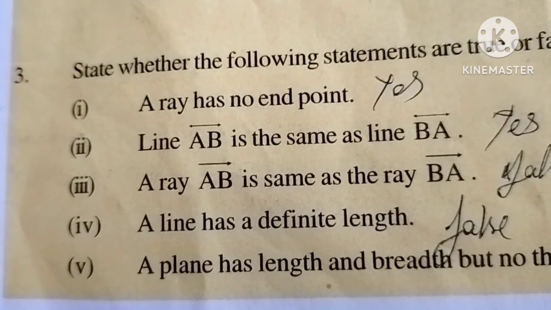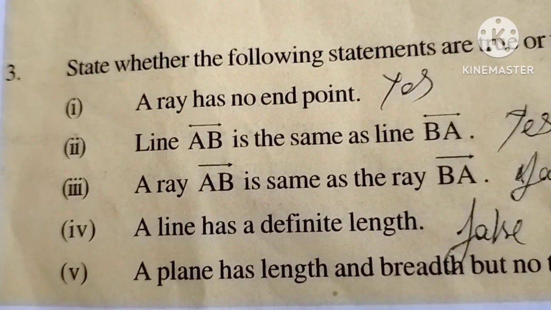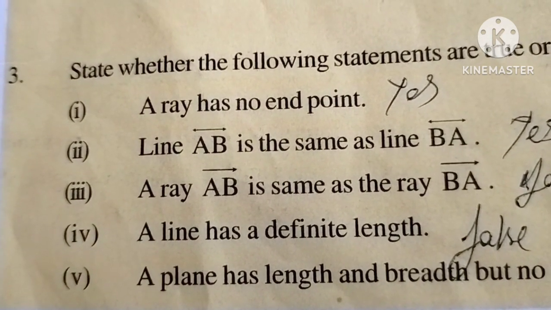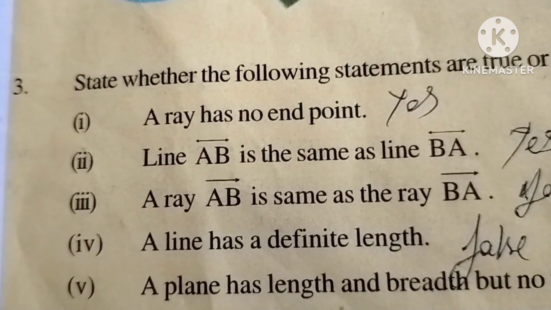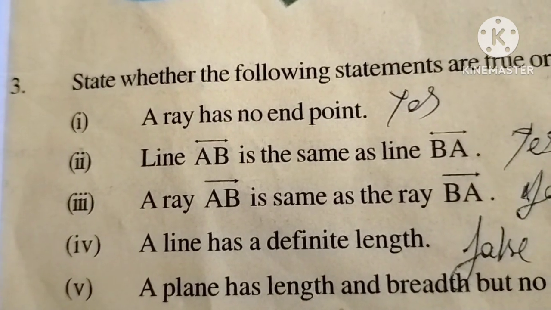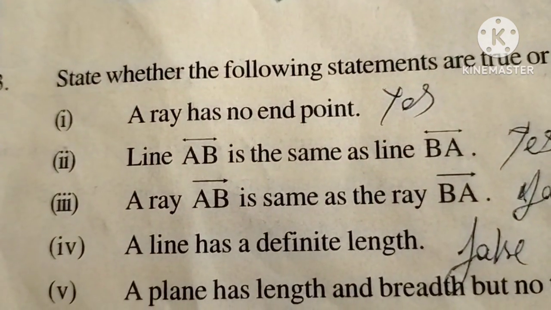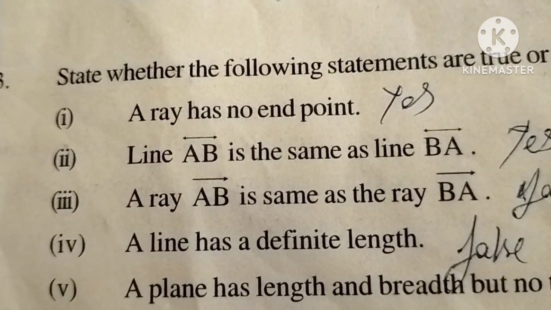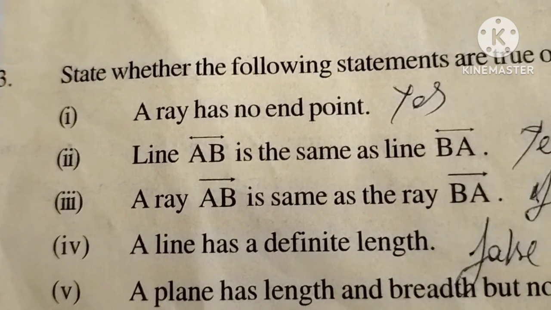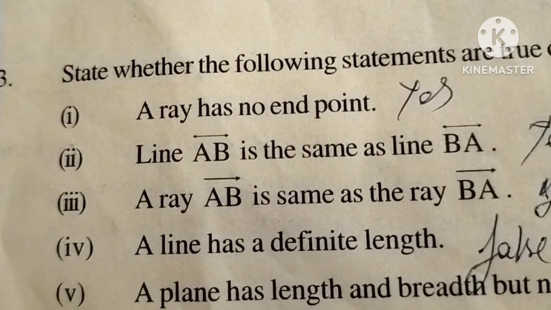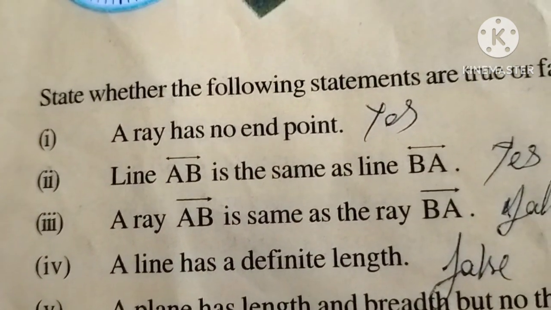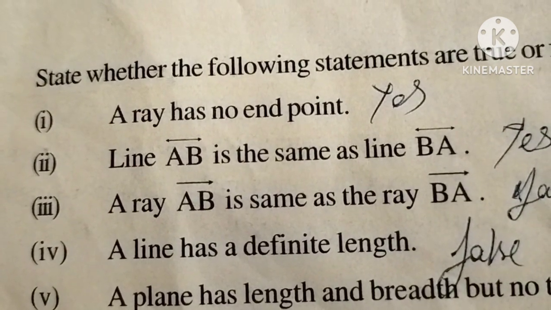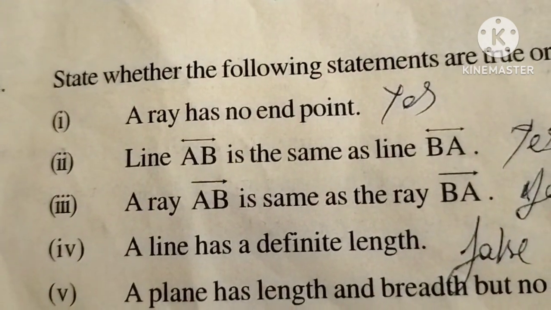So third bit, true or false. First one, a ray has no end points. Yes, a ray has one starting point but no end point. So it is true only. Second one, line AB is same as line BA. We can write line AB as BA also. So it is true.